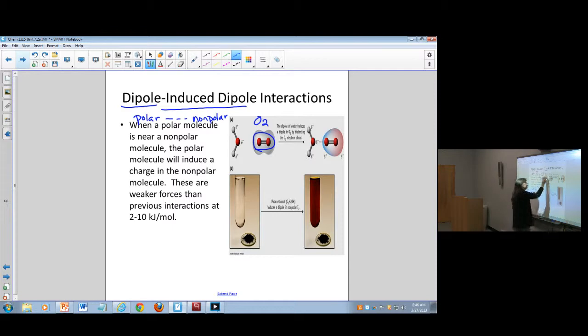But if you get a water or a polar molecule close enough, you get this interaction, okay, between them. And then this is partially negative on the water. We've got partially negative right here. That's going to induce a partially positive charge in the oxygen molecule. Okay, so dipole, induced dipole means you have a polar and a nonpolar molecule interacting.